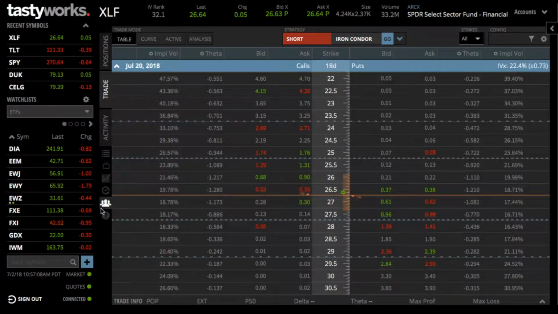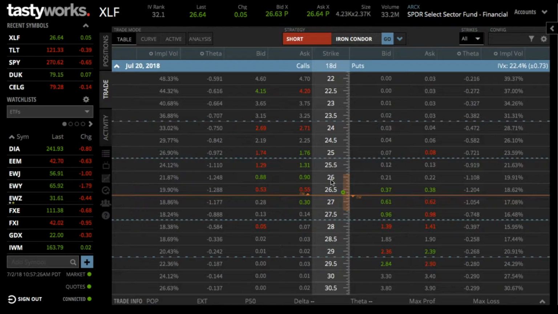But let's hop into a broker platform and look at the option chain and break down an options premium. So again, the three things that make up an options premium are intrinsic value, implied volatility, and time decay. So we're looking at XLF. This is a Spider of the financial sector inside of the S&P 500.